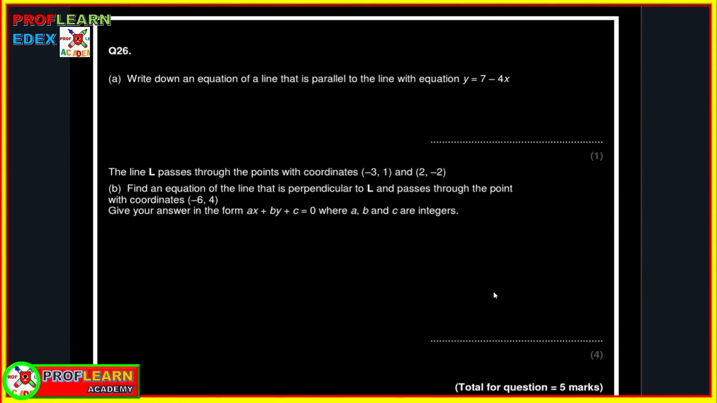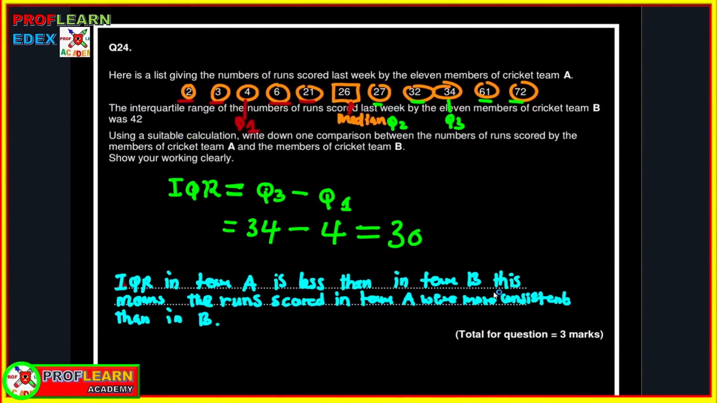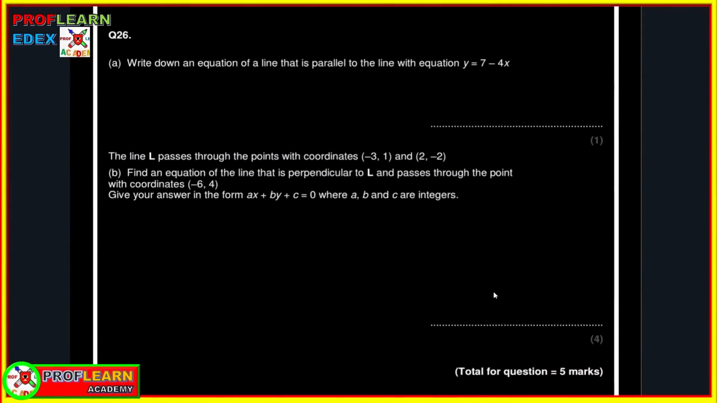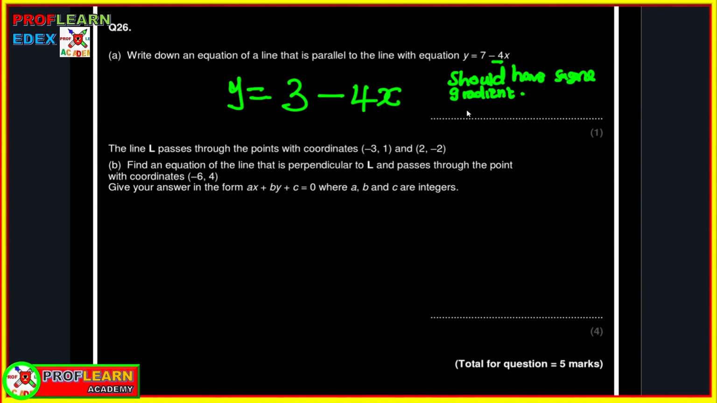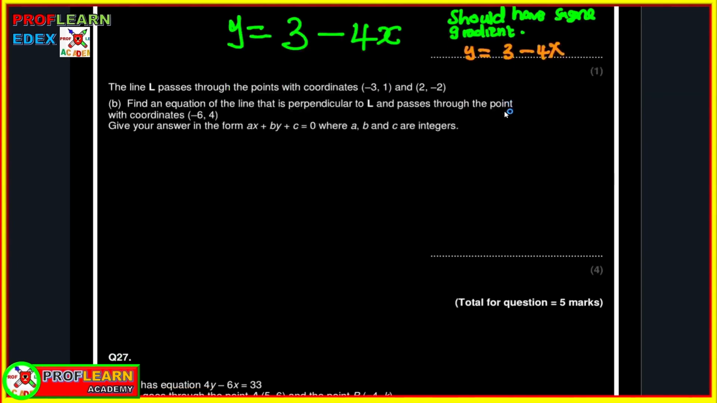Moving to question number 26, we are to write down the equation of a line that is parallel to this. So you know that lines that are parallel have the same gradient. So we are going to write any equation, but ensure that the gradient is -4. So this is exactly what I decide to write at this given point. Should have same gradient.